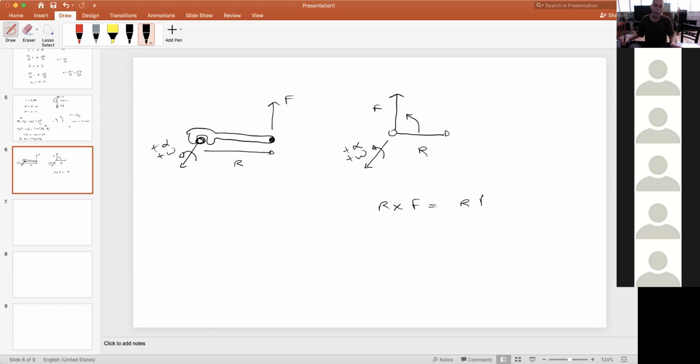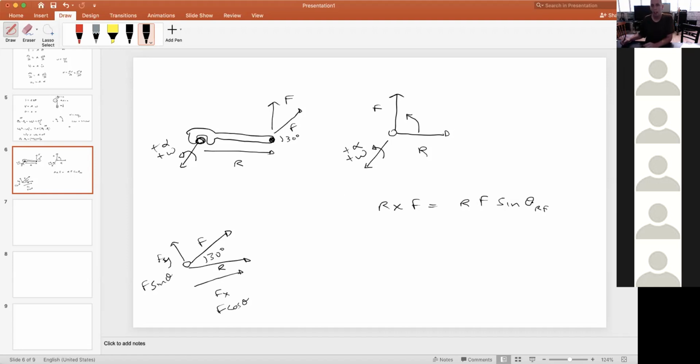Torque is equal to RF sine of the angle between R and F. But what that's really saying is, in a second example, let's say the force is at 30 degrees and my R is along the x-axis. So instead of this force, we have a force that's at 30 degrees. We need to take the perpendicular component. That's what this is. And if we break F into Fx and Fy, Fx is F cos and Fy is F sine.